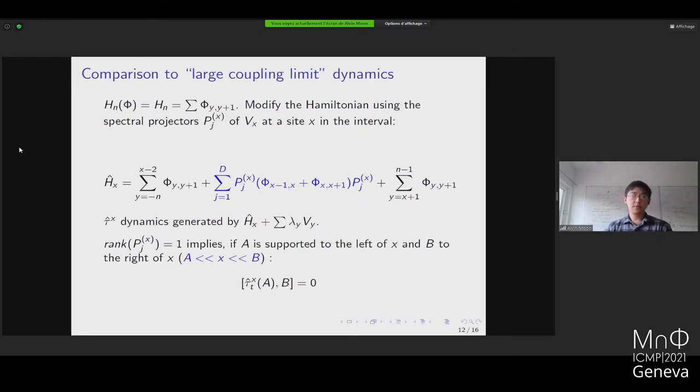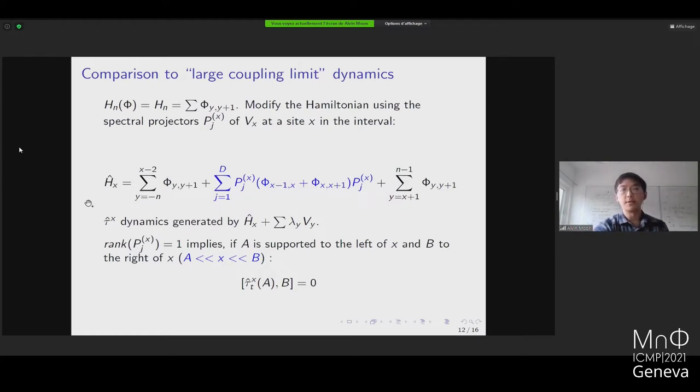So I want to sketch the proof and at least explain where these polynomial prefactors come from. So the idea is that we will prove the Lieb-Robinson bound is true if we have one field site in. And then we will iteratively improve our bound, assuming that there are n field sites. So the way we do this is we pick a distinguished field site X, and we compare our original dynamics with the dynamics generated by a Hamiltonian which would appear if you took a large coupling limit.